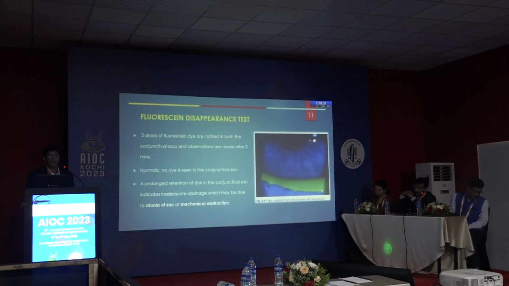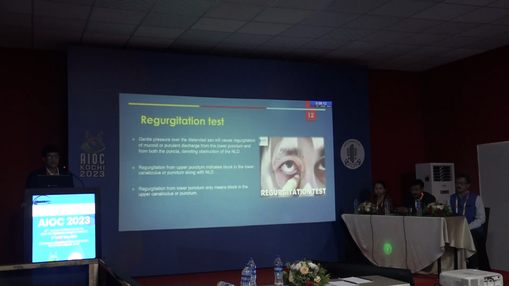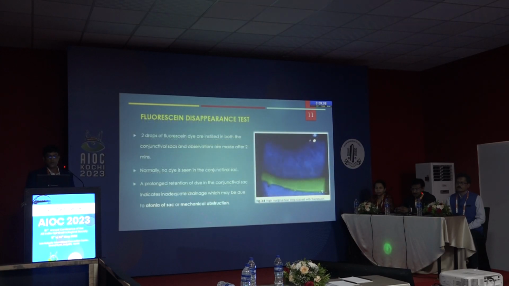So coming to the tests, the fluorescein dye disappearance test. This is a very important test. 2% fluorescein dye is instilled in both eyes. Then observations are made after 2 minutes. Normally, no dye is seen in the conjunctival sac. A prolonged retention of dye in the conjunctival sac indicates a drainage problem, which may be due to atony of the sac, that is, lacrimal pump failure, or maybe due to mechanical obstruction.